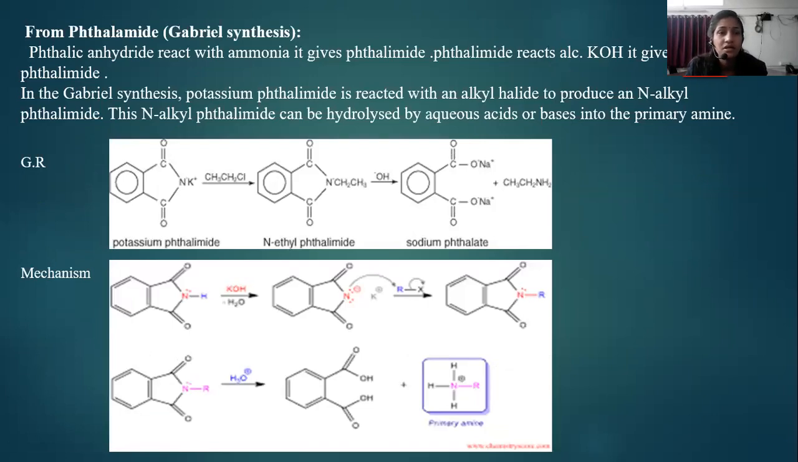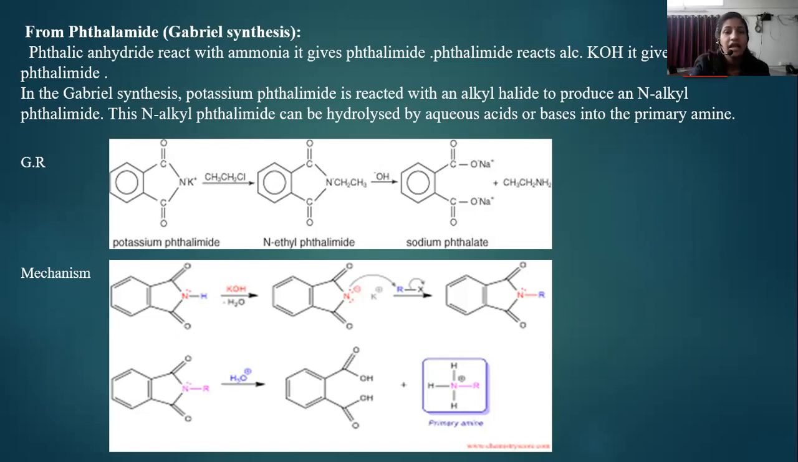Next, from the phthalimide, Gabriel synthesis. In Gabriel synthesis, phthalic anhydride reacts with ammonia. It gives phthalimide, and then phthalimide reacts with an aqueous or alcoholic solution of KOH. It gives potassium phthalimide. In Gabriel synthesis, potassium phthalimide reacts with the alkyl halide to produce N-substituted phthalimide, and the N-alkyl phthalimide can be hydrolyzed by aqueous acid or base to give a primary amine.